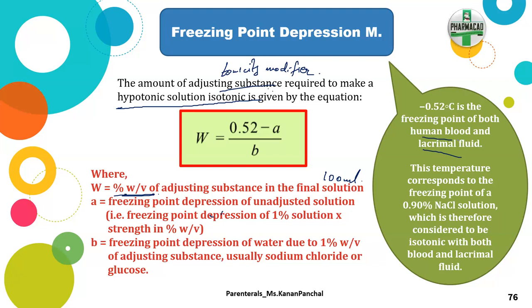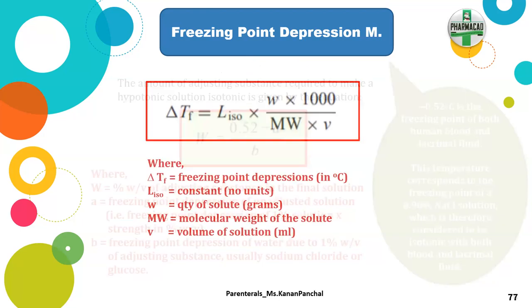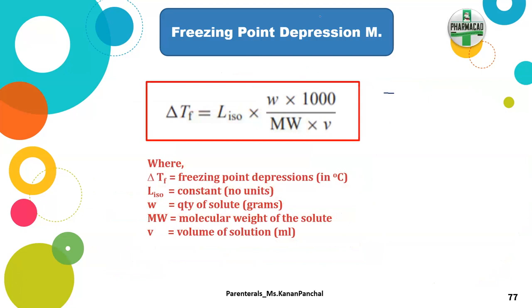We don't need to understand the derivation of the formula, but with respect to MCQ, this is crucial ke ye jo minus 0.52 degree Celsius hai, that is a factor or constant taken up by the freezing point of your human blood and lacrimal fluid. Okay, and this temperature corresponds to the freezing point of your 0.9% NaCl solution, which is considered as isotonic with your blood also and your lacrimal fluid also. Okay? These are the two most sensitive things, blood and lacrimal tissue, your eyes. Fine? And yeah, this is also one formula based on that.